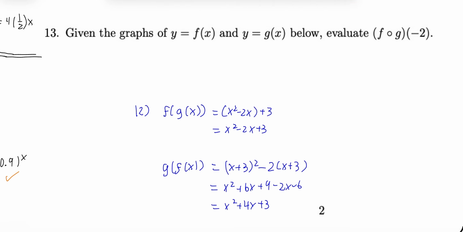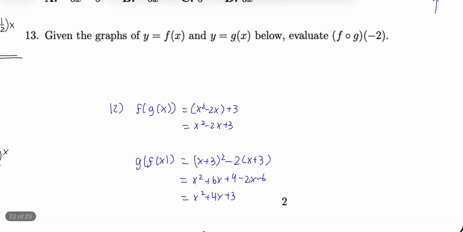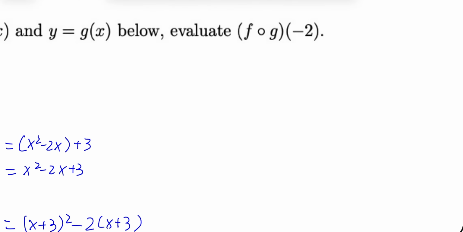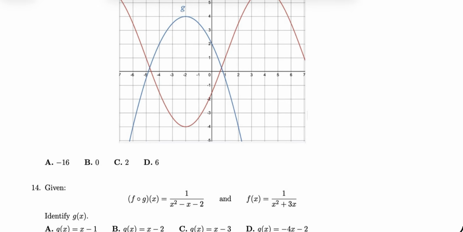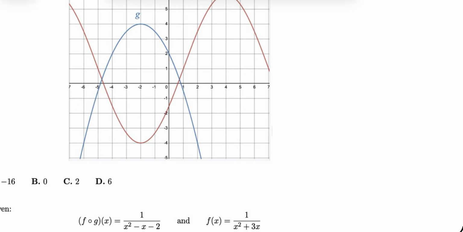Now for 13, we have, given the graphs of y equal to f of x and y equal to g of x below, evaluate f composition of g with the input of negative 2. So that's going to be this graph here. And in order to evaluate this, we can see from the graph that when we have g of negative 2, that's going to equal 4, and f of 4 is equal to 6.